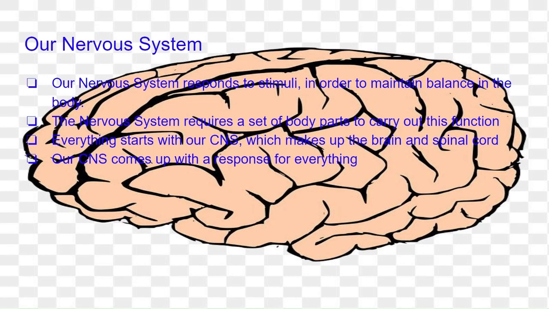Everything starts off with our CNS, or central nervous system. This is made up of our brain and spinal cord. Our CNS comes up with a response for everything, unless we're talking about reflexes, which we may talk about in another lesson.